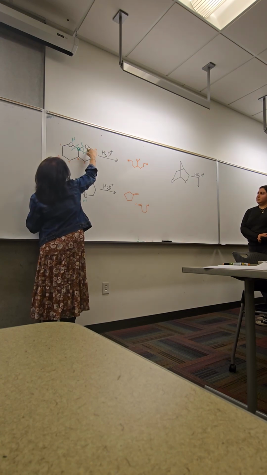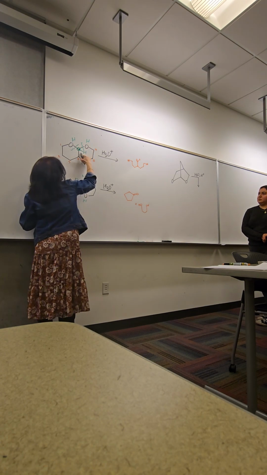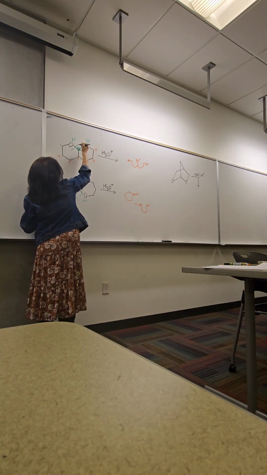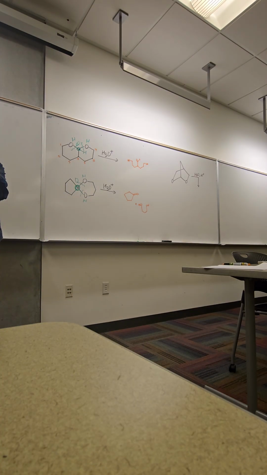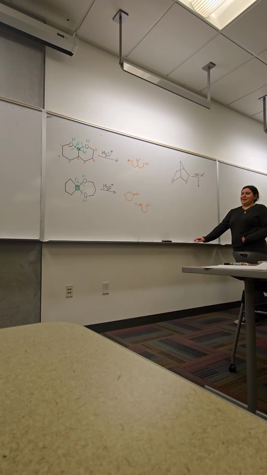What's going on the oxygen? A hydrogen. And what goes on the carbon? A C double bond O and the H. So the oxygen of the water goes there. That's a shortcut way of figuring it out. Does that make sense? Can we do that for this guy?